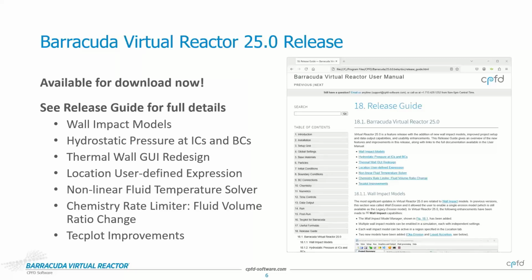The development team here at CPFD is proud to release Barracuda version 25.0, which has a number of new features that we think users will really enjoy. If you're a Barracuda user, you should have received our release email earlier this morning. If you didn't, please let us know and we'll add you to our email list for future release announcements. Version 25 is available for download on the CPFD support site now, so please log in to download it from the dashboard. You can find more details about all the things we'll cover today in the release guide chapter of the user manual, along with links to the full documentation sections throughout the manual.